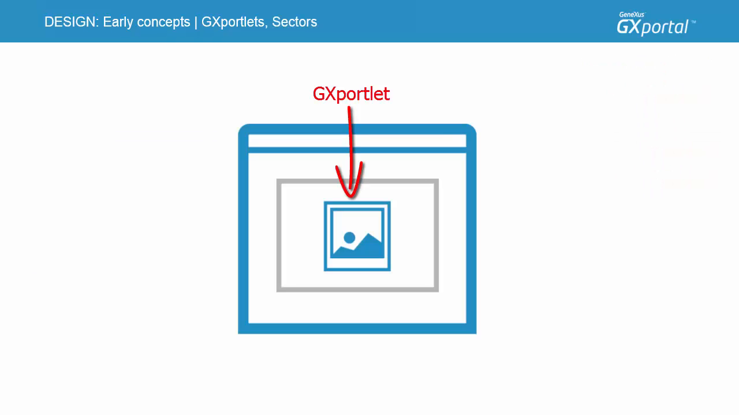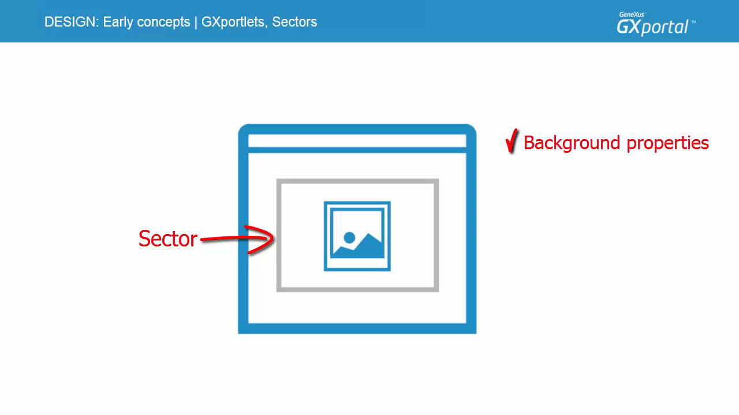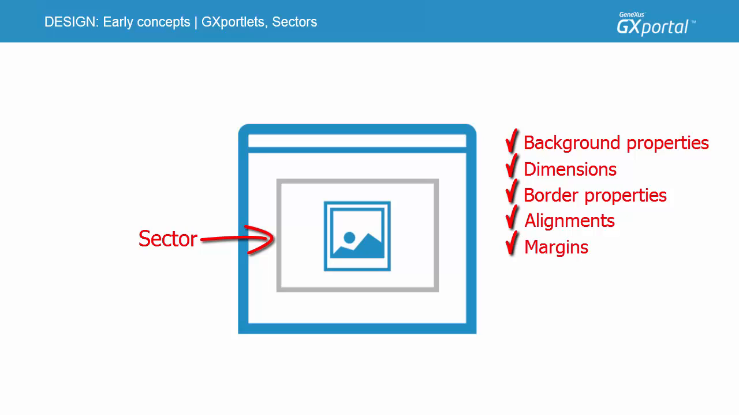When we add a GX Portlet to a page, it's contained within a box called a sector. All GX Portlets are contained in a sector, to which several properties can also be configured: its color or background image, and if it changes when moving the mouse over it, its dimensions, width and height, its border settings, horizontal and vertical alignment of the GX Portlet within the sector and its margins. Scroll bars can also be enabled, setting the direction in which content is moved. This constitutes another set of properties to configure. For each sector, a title can be displayed, which also has several properties available to set its look and behavior.